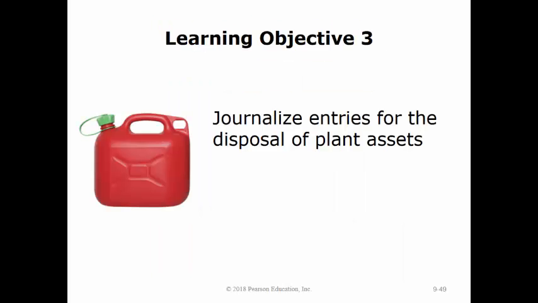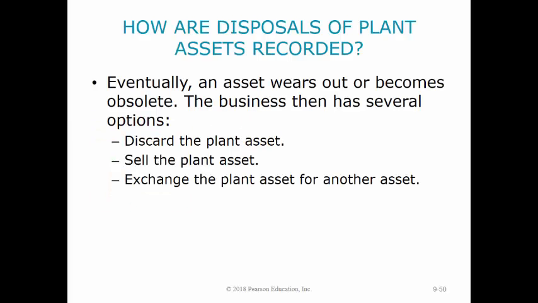In the third section, we will learn how to journalize entries for the disposal of plant assets. Eventually, an asset wears out or becomes obsolete. The business can discard the plant asset, sell the plant asset, or exchange the plant asset for another plant asset. Plant assets remain on the business's books until they are disposed of. If the asset is still useful, the company may continue using it even though no additional depreciation is recorded.